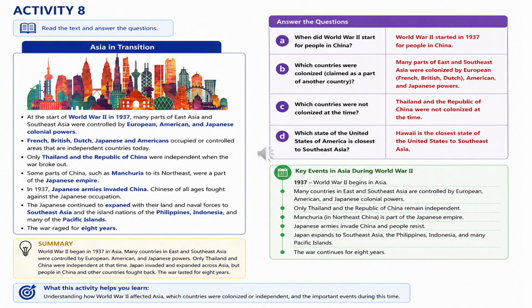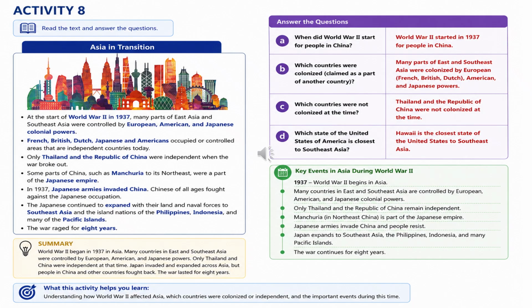Now let's answer the questions together. Question A was, when did World War II begin for people in China? According to the passage, it began in China in 1937. And which countries were colonized at the time? The answer is that many parts of East and Southeast Asia were under the control of European powers such as the British, French, and the Dutch, as well as the United States and Japan.